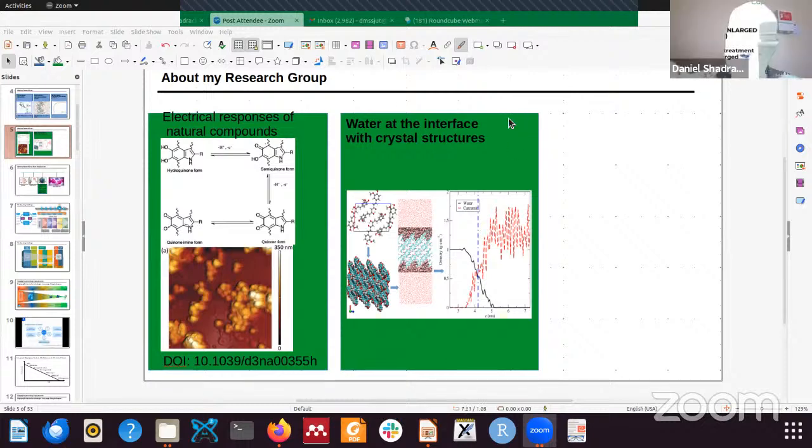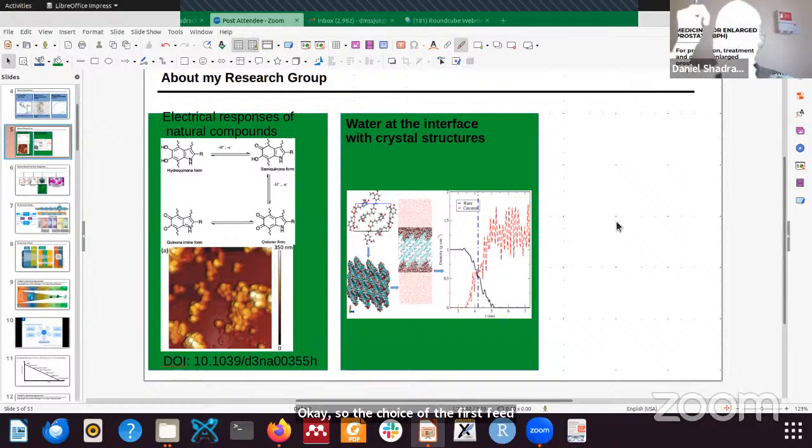Okay, so the choice of the force field, of course, depends on the problem one wants to address. They have been validated with a lot of experimental data, and there is a lot of information supporting the choice of the force field. So the force fields we use have a lot of background that is supported even by experimental data.